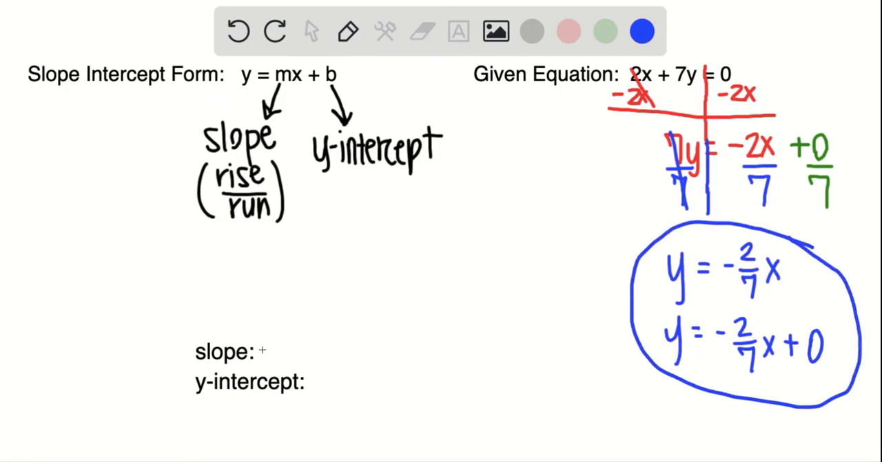Now let's go ahead and find the slope. The slope will be whatever number is attached to the variable x, and that is negative 2/7. And the y-intercept, there's no number here in the first example equation we gave, or we added the plus 0, so that means our y-intercept is equal to 0.